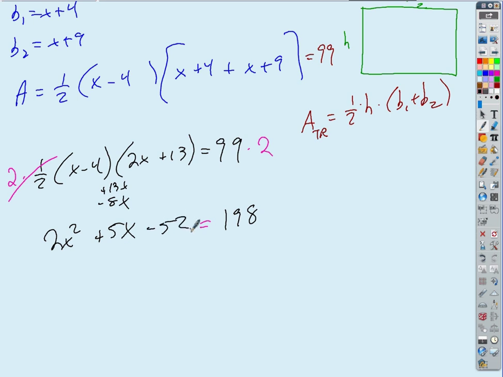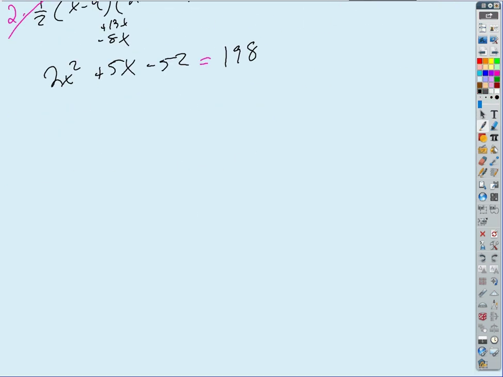There, right? Now I've got a quadratic equation. How could I put that into standard form? Yeah, just subtract 198, right? If I subtract 198, then I get what I want, which is a 0 on one side. And on the other side, on the left side, I'm going to get 2x squared plus 5x minus 250. Right?